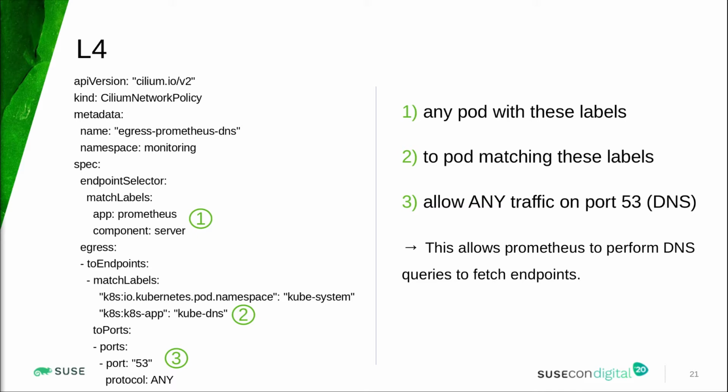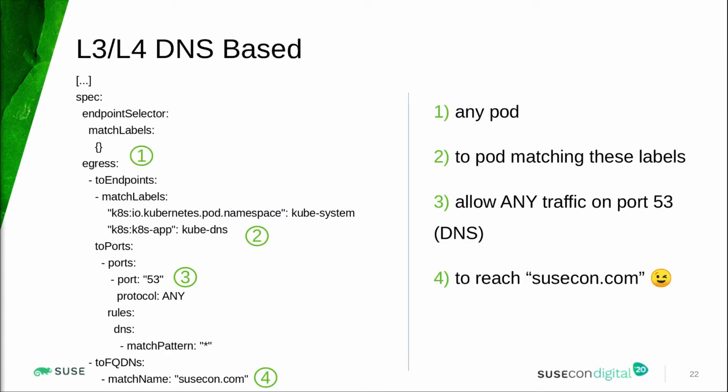In this example, this is what we can do when we want to allow a pod to resolve FQDNs. This is basically what was in the hints I was talking about before. Here, it's like the previous rule. We allow the traffic to the DNS server, but then we restrict the traffic only to a specific FQDN, in this example, SUSECON.com. So from this pod, you will be able to reach SUSECON.com, but you will not be able to reach SUSE.com.